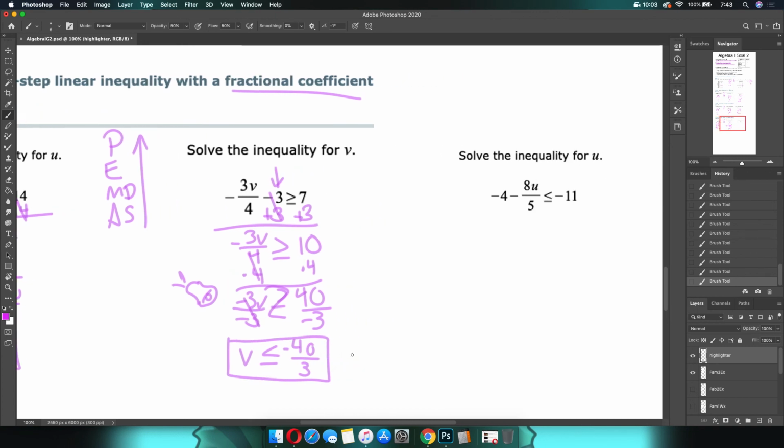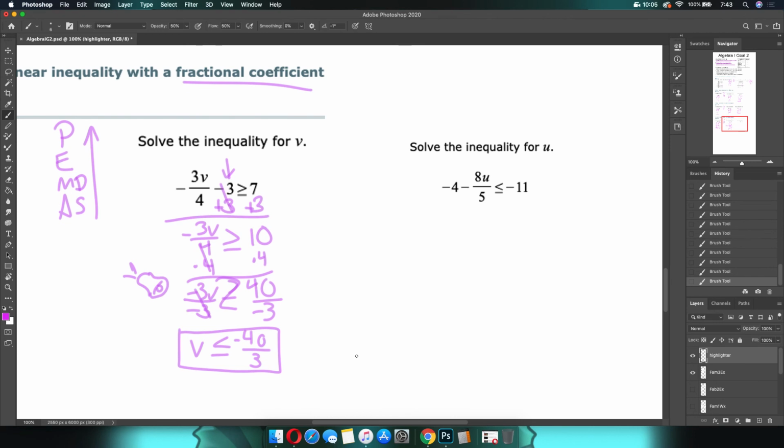One more problem to make sure we're all set, and then this family will be done. So, not repeating my mistake from before, this is going to be plus 4, negative 8u over 5, less than or equal to. So these are opposite signs, so we're going to subtract. 11 is the bigger number, that's the sign that dominates. So our answer is negative 7, times 5, times 5. Negative 8u less than or equal to negative 35.